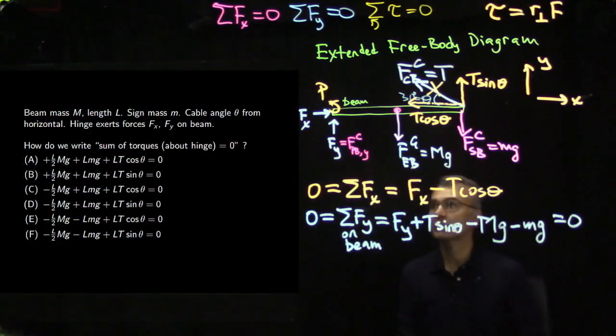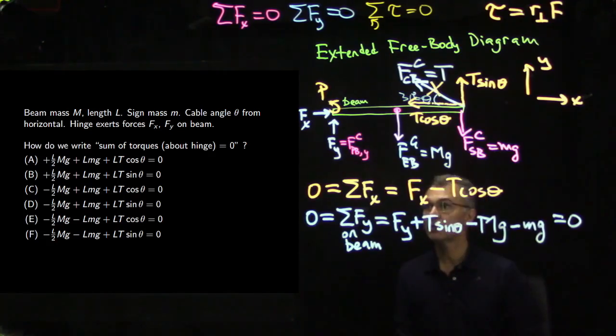So we've been recapitulating all along. The beam has mass big M and length big L. The sign has mass little m. The cable is at an angle theta with respect to the horizontal, and the hinge exerts a rightward force F sub x and an upward force F sub y on the beam. And again, if we guessed wrong about the directions of the hinge forces, we would just get a negative answer. So you just want to write the equations corresponding to the way you drew the arrow, and if you get a negative number, then you know you drew the arrow the wrong way.